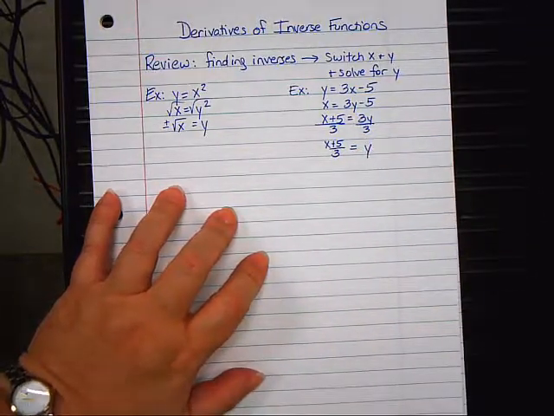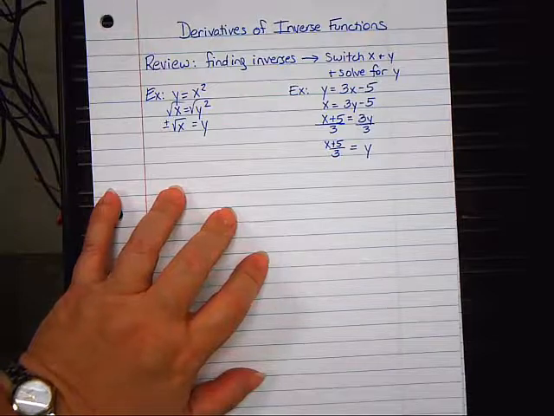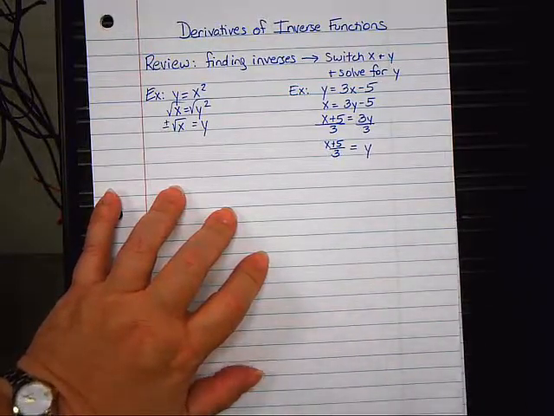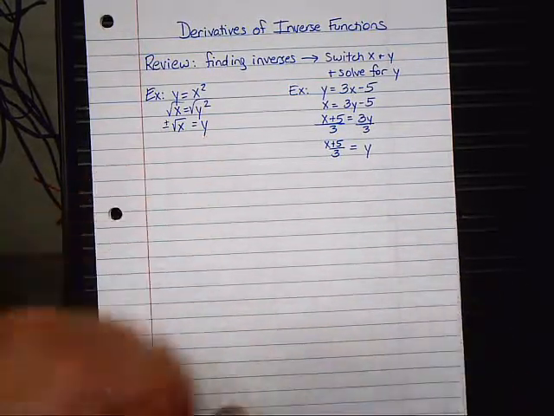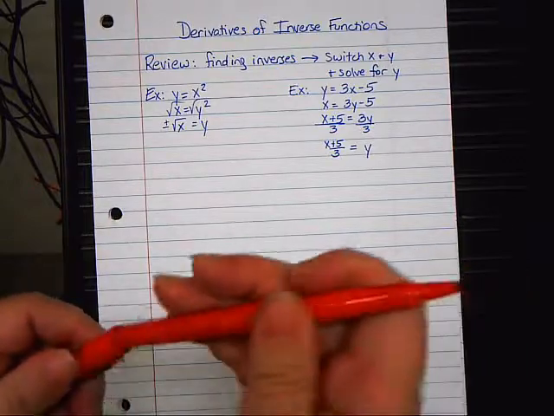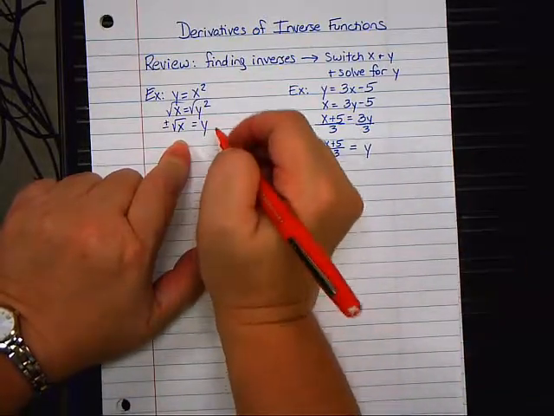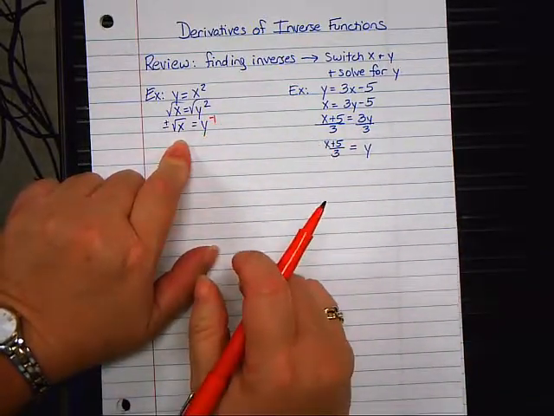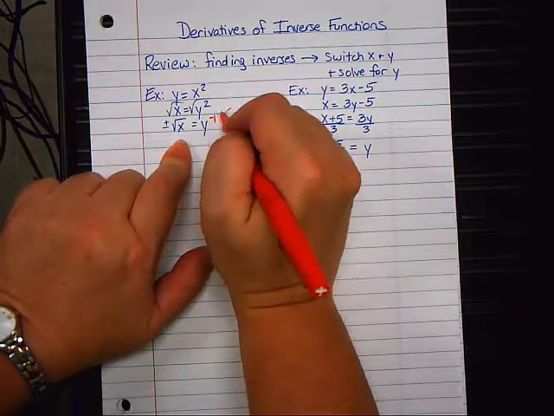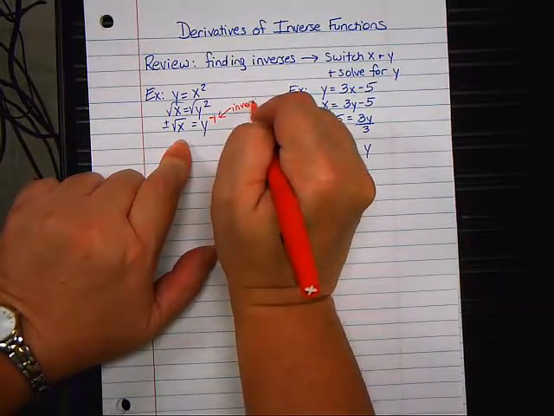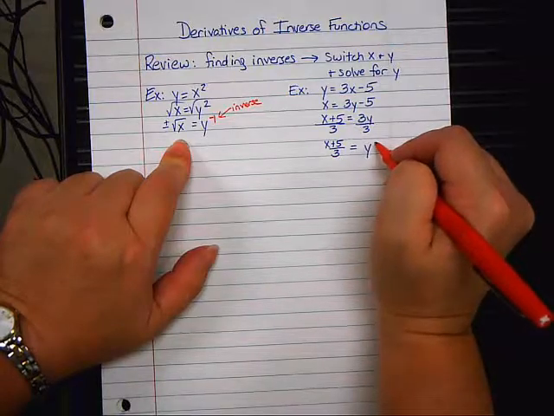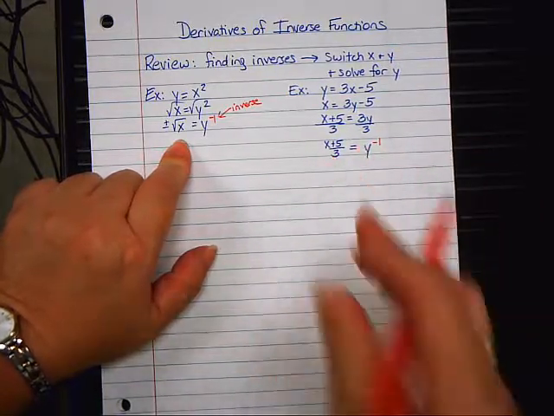Is that what you got? Something kind of like that? Okay. Something I did not do on this problem or this problem, I'm going to do it now. A lot of times when you're done switching x and y, they put a little -1 power there, and that means inverse, right? You've seen that before. So y inverse is that.